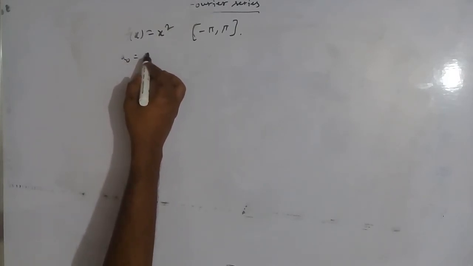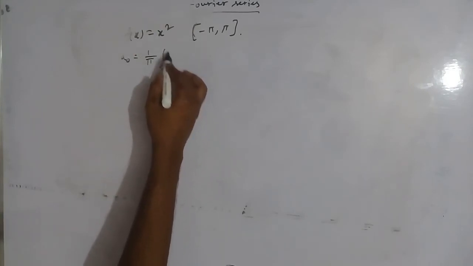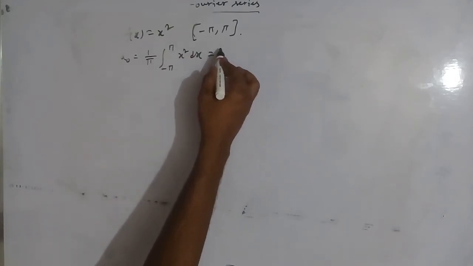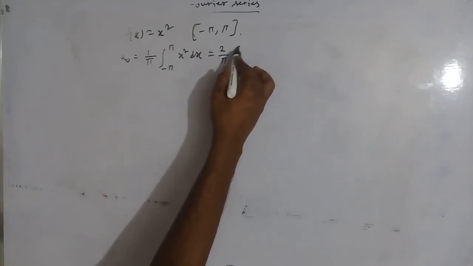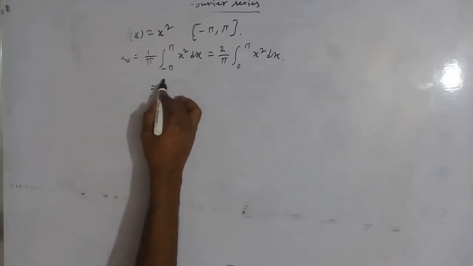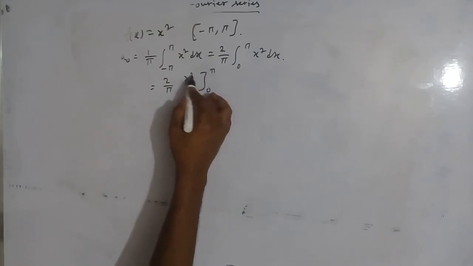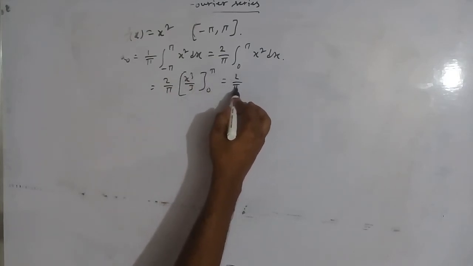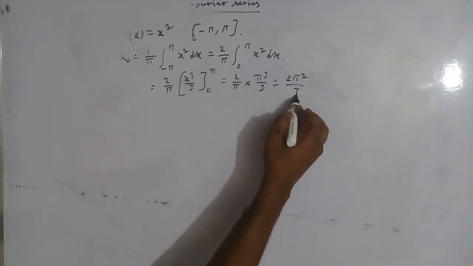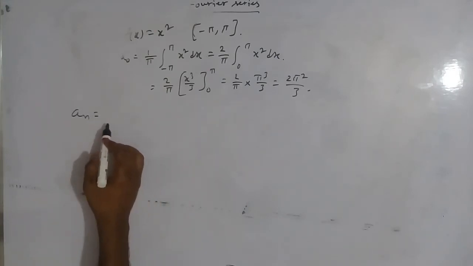So a0 will be 1 by t, here t is pi, integral from minus pi to pi of x square dx, and since x square is an even function, this will be 2 by pi integral from 0 to pi of x square dx. So this will be 2 by pi times x cube by 3 from 0 to pi. So 2 by pi into pi cube by 3, and that is 2 pi square by 3. So this is the value of a0. Now we'll go to an.